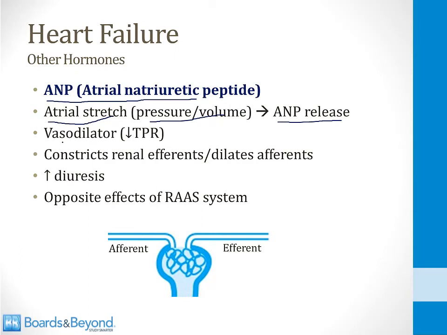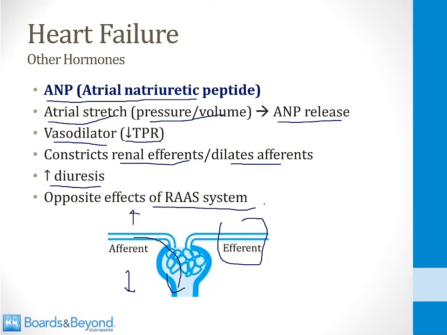For example, ANP is a vasodilator. It lowers the TPR. This counters the effects of angiotensin II, which is a vasoconstrictor. ANP can constrict the renal efferent arteries and dilate the afferents. If you look down at the bottom of the screen here, if we constrict these efferents and we dilate these afferents, that will lead to more blood going through the glomerulus and into the nephron. That will increase the urine output and cause a diuresis. So this is also the opposite of the salt and water retention that occurs with the renin-angiotensin system. So you can just remember that all the effects of ANP are basically the opposites of the RAAS system.